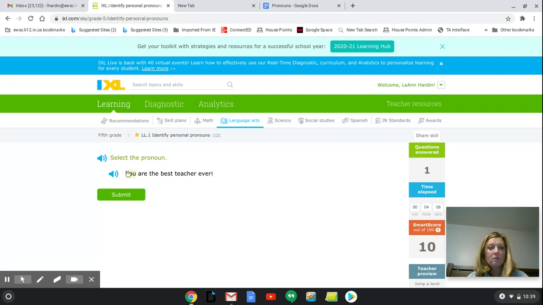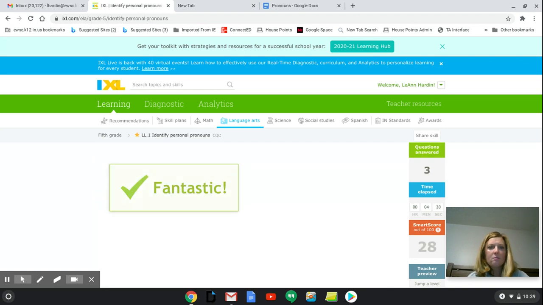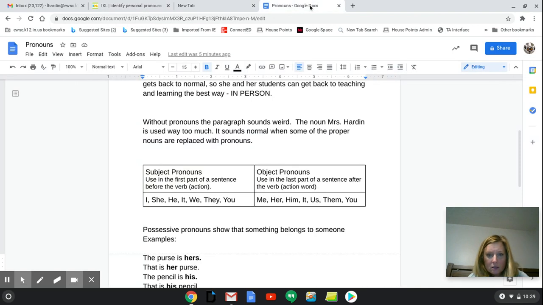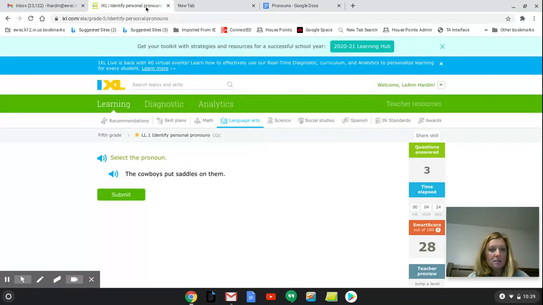Obviously, if you skim over these words, you is going to be the pronoun. I mean, honestly, you don't even need to read the sentences for LL1. Skim over and look for the pronoun. It's going to be him. Did I put him in the chart? Let me look. I did. Okay. Sometimes I doubt myself. Cowboys put saddle. Okay, them is the pronoun. All right, so LL1 is super easy. If you have your list of pronouns handy, you can just zoom right through that one.